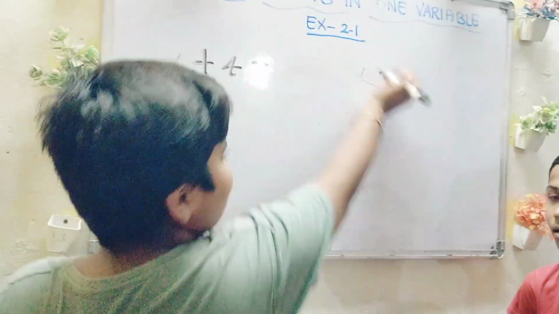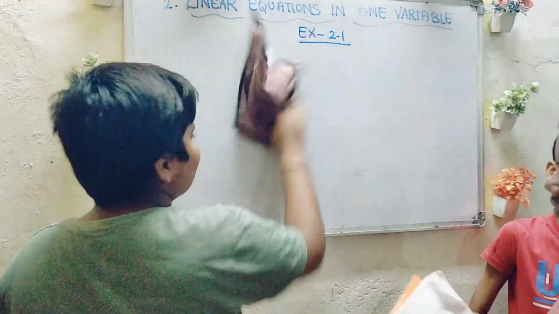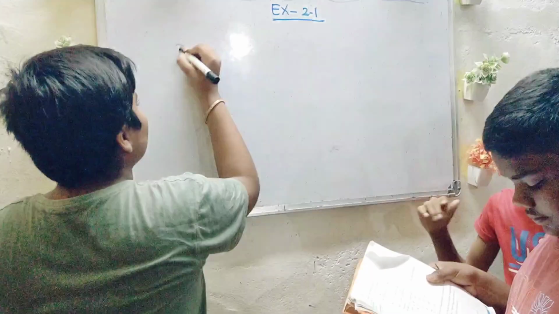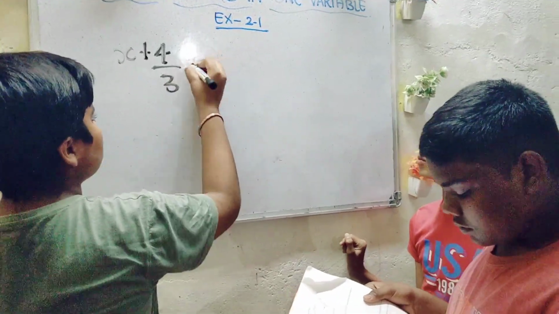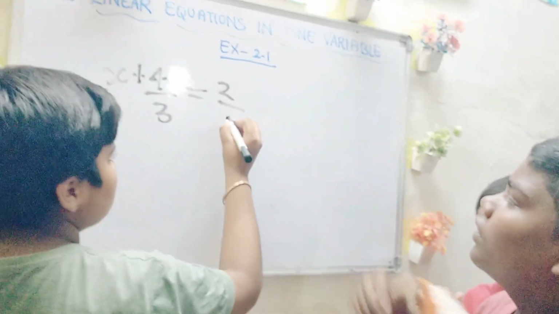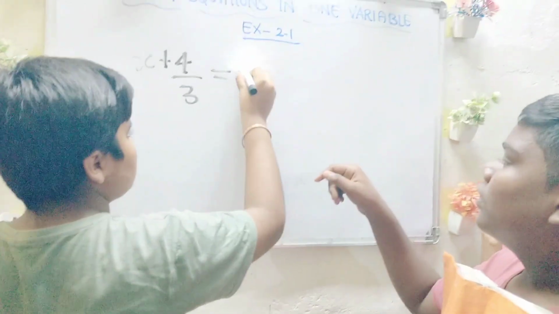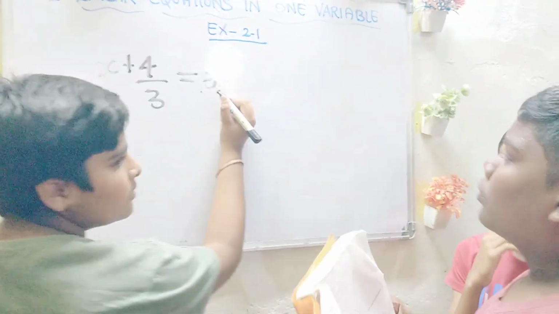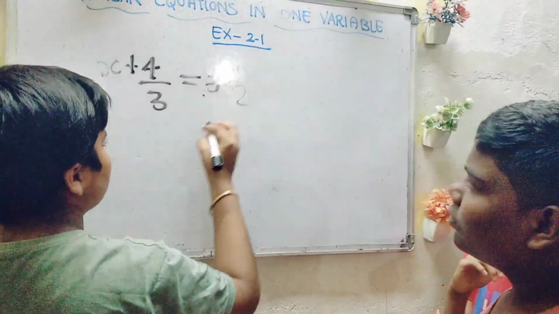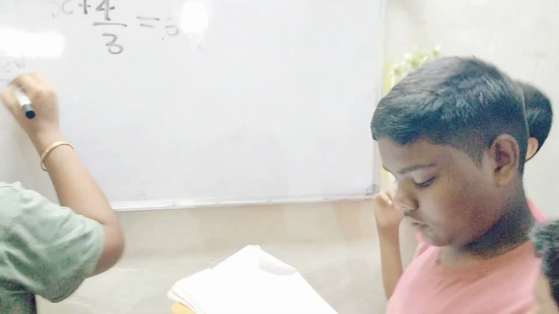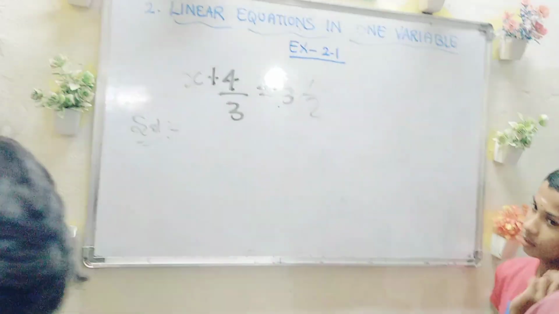Manoj will do next. What are you writing? Okay, just write the equation. Dictate the equation to him, Rishi. x plus 4 by 3 equals 3 1 by 2. Yes, correct only, right. Okay, now solve it. Give one marker. Which way are you writing? Take this. Okay. Come on, do it.